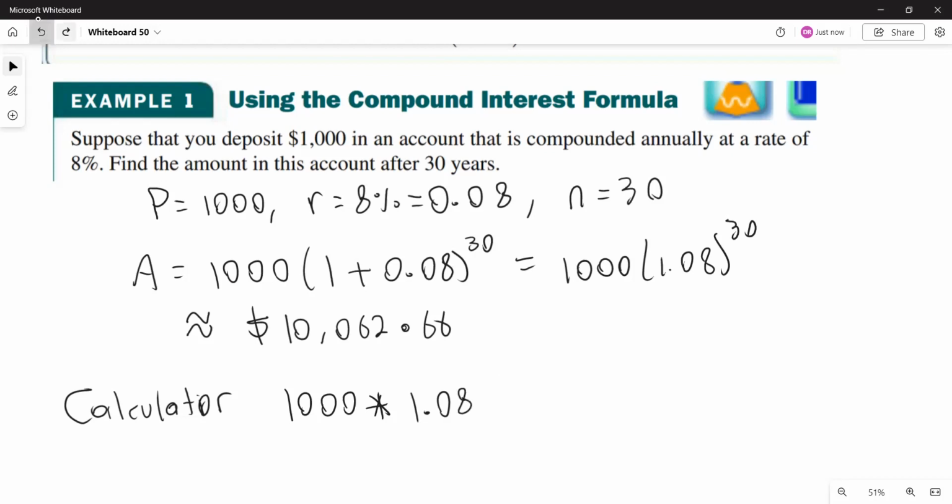Okay, so it depends on the calculator, but you may have y to the x, or it may be that.